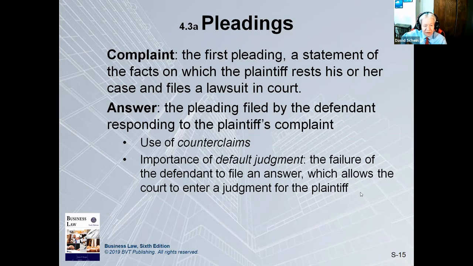I mentioned before about a default judgment. You do not want to take a default judgment. Hard to get around that, and that can be enforced against you. You never had a chance to defend yourself.